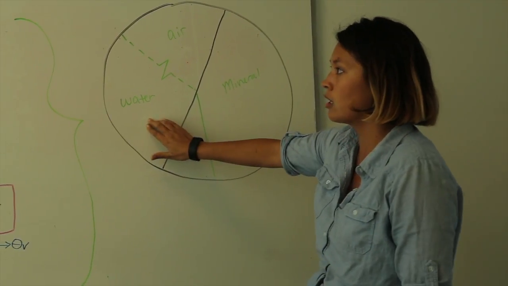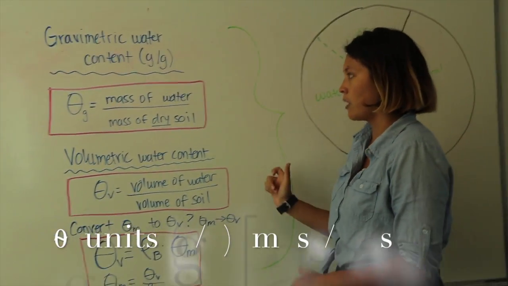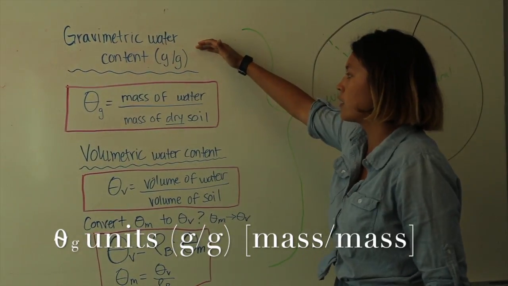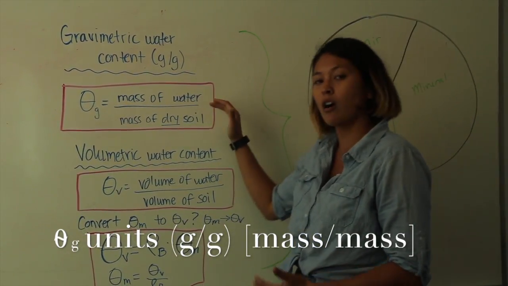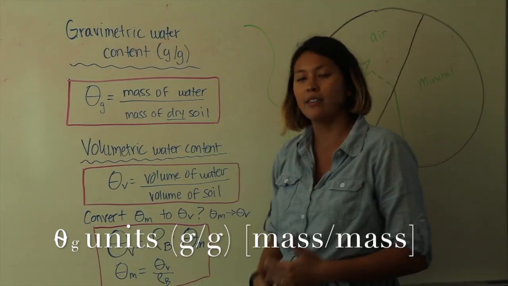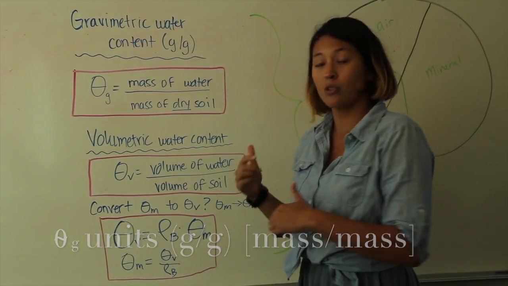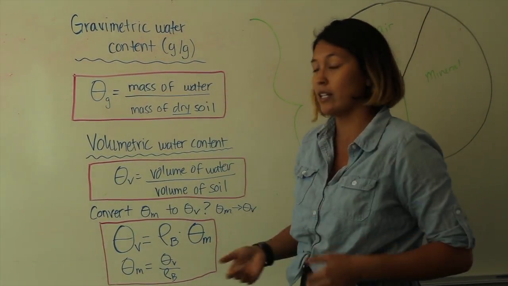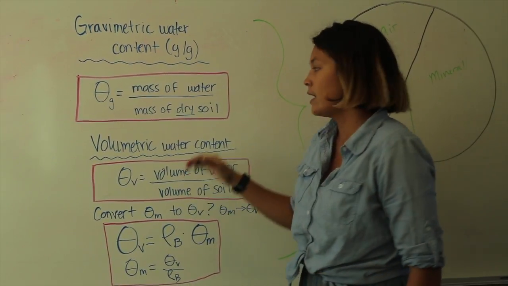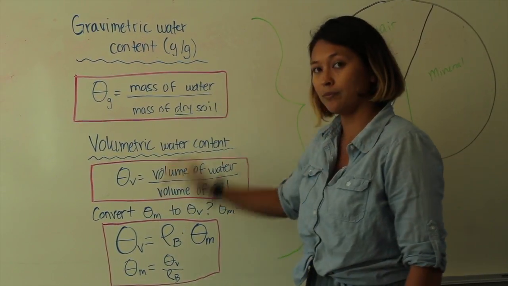So looking at water content, you can measure it in 2 different ways. One is gravimetric water content, which is the mass of water over the mass of dry soil. And this is easy to obtain. You just first weigh the soil and get that reading, and then you can oven dry it and get the mass of the dry soil.